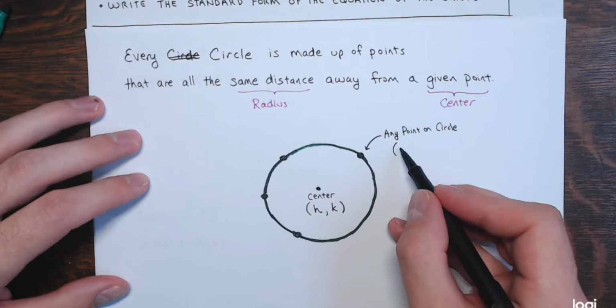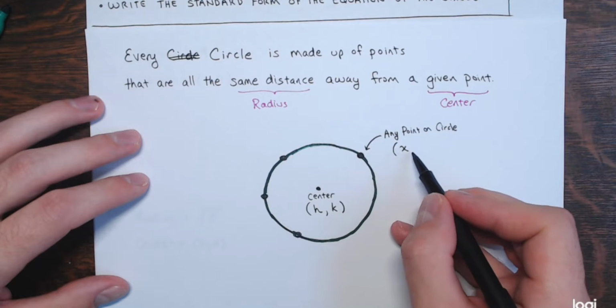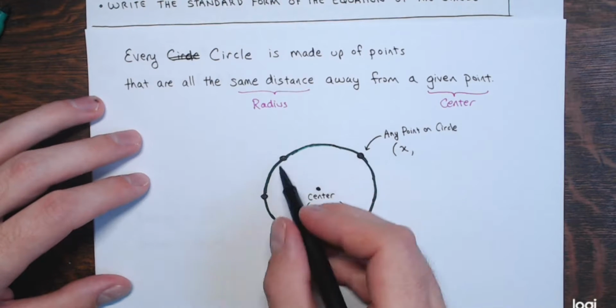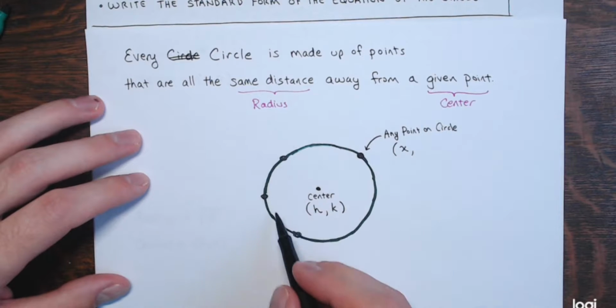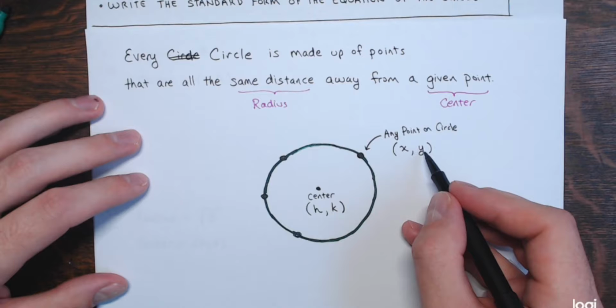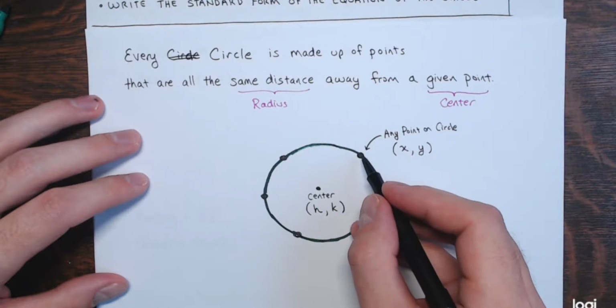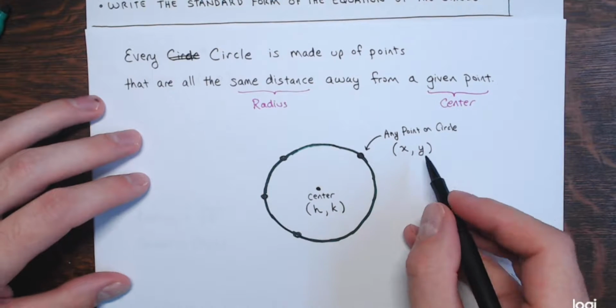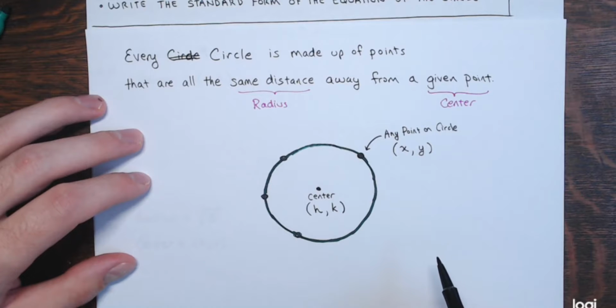And it'll have an x-coordinate that's unknown, because it can change. It'll be a variable, x. It can change as you move around the circle. And the same thing for a y-coordinate. Say it's just y, a variable, because that'll change as I move around the circle. So we have two variable coordinates for this point representing any point on the circle.